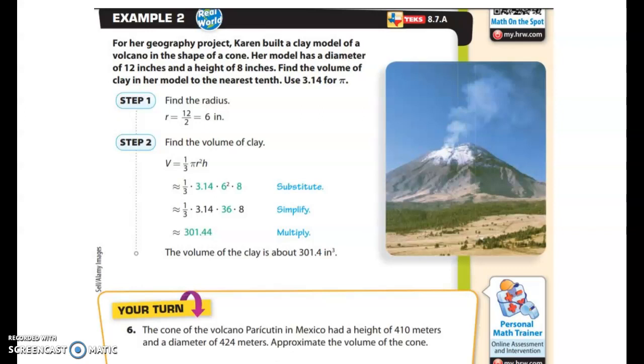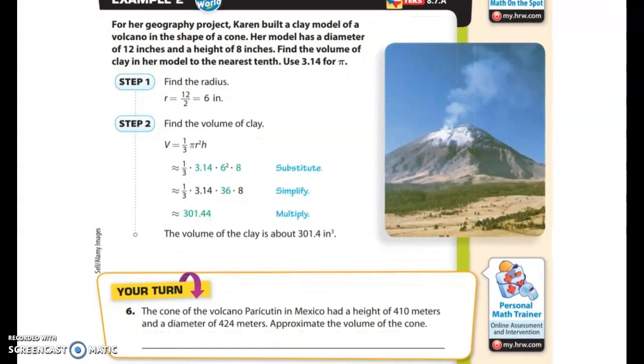Okay, so if we move on to the practice problem that we have here. The practice problem is: the cone of the volcano Paricutin in Mexico had a height of 410 meters and a diameter of 424 meters. Approximate the volume of the cone. We're going to approximate the volume of the cone to the nearest 100,000. Don't get alarmed. Remember, we can still use our calculator, so it will be fairly simple for us to use.